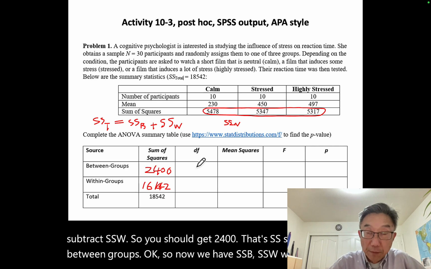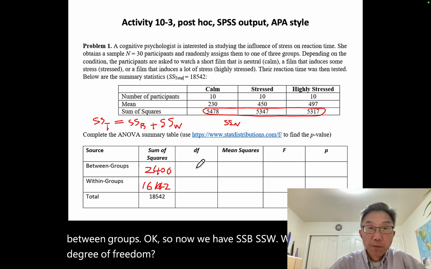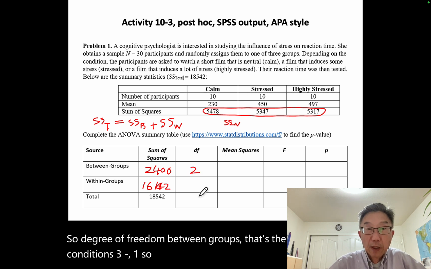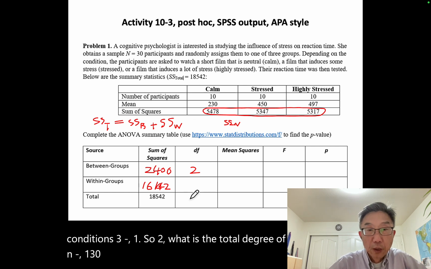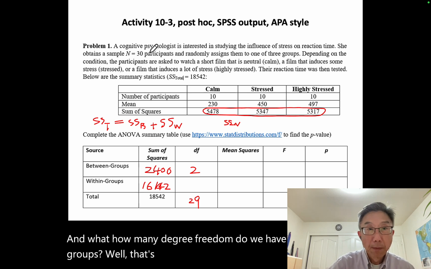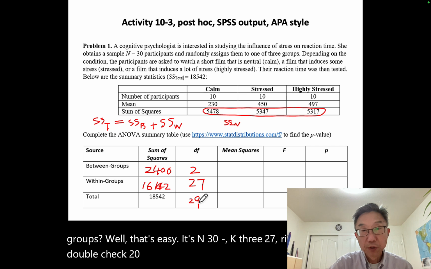What about degrees of freedom? Degrees of freedom between groups is the number of conditions, 3 minus 1, so 2. What is the total degrees of freedom? That's n minus 1. 30 minus 1, 29. And how many degrees of freedom do we have for within groups? Well, that's easy. It's n, 30, minus k, 3, so 27. Right? So you can double check: 27 plus 2 equals 29.